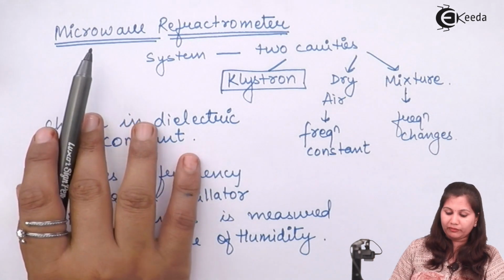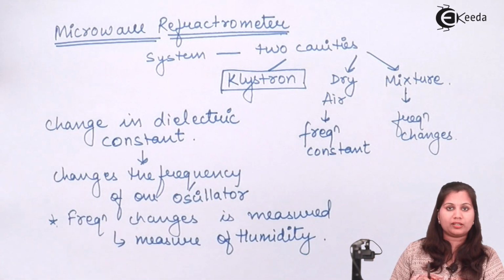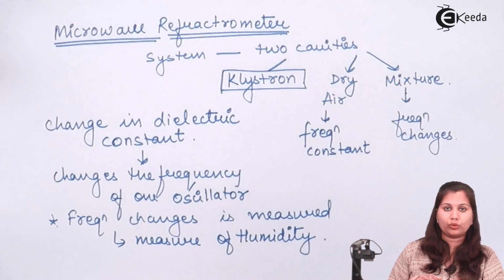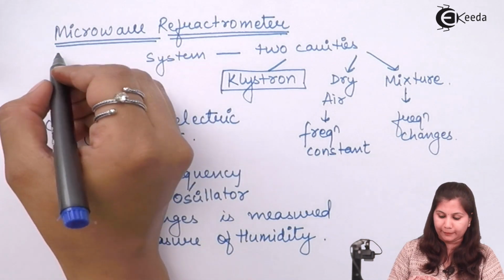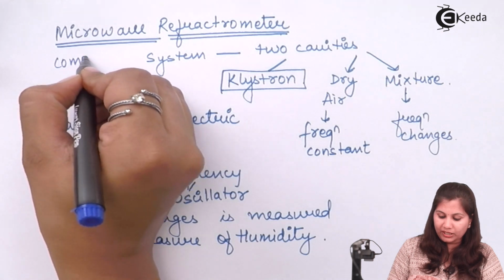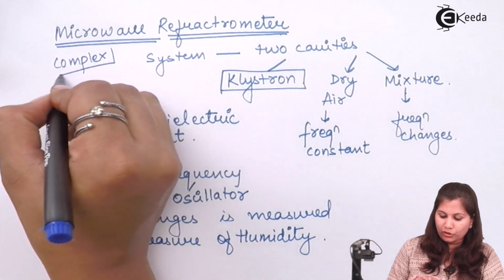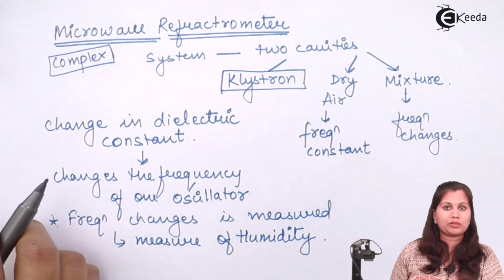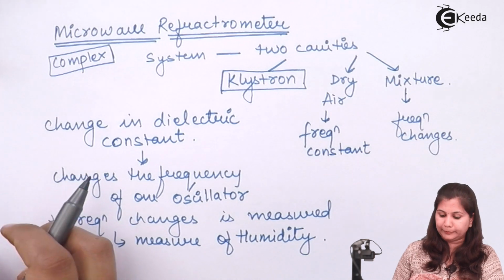Now this microwave refractometer is used in very special situations only because of its complexity. This is a very complex method, so it is used in some special applications only.